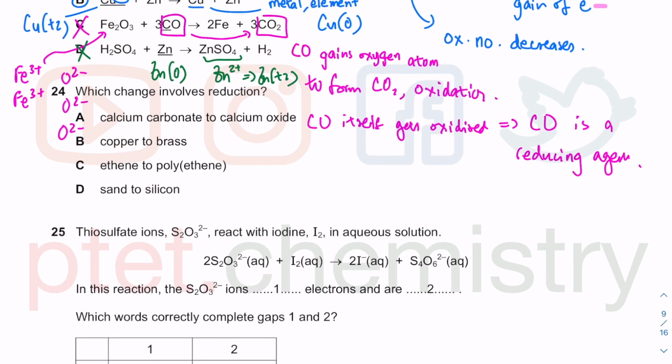Question 24. Again, we're looking for reduction. A lot of repeated ideas really. In part A, we have decomposition of the group 2 carbonate. This is called thermal decomposition as part of metal chemistry. Group 2 carbonate can decompose to give you group 2 oxide and CO2. Looking at this, we can see the calcium 2+ remains calcium 2+.